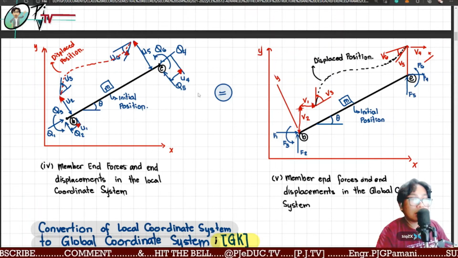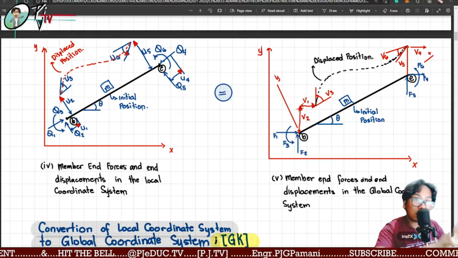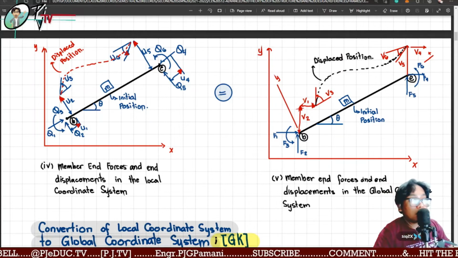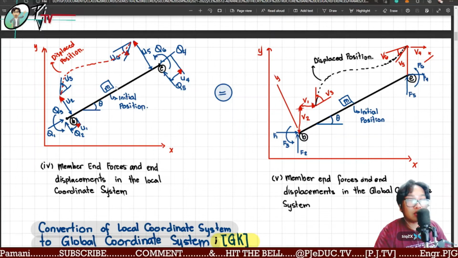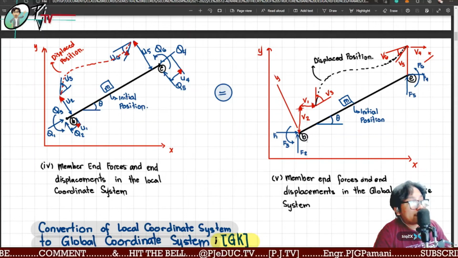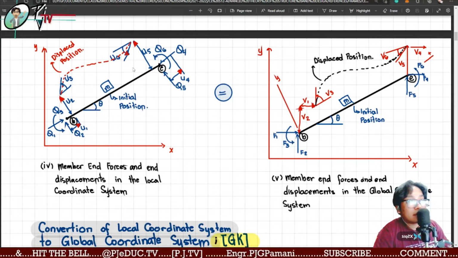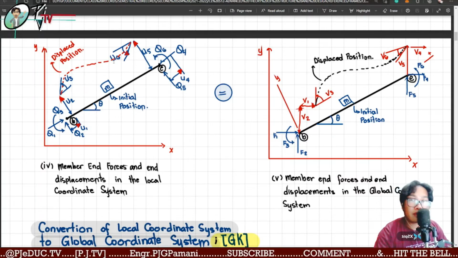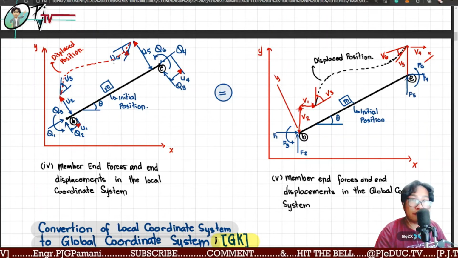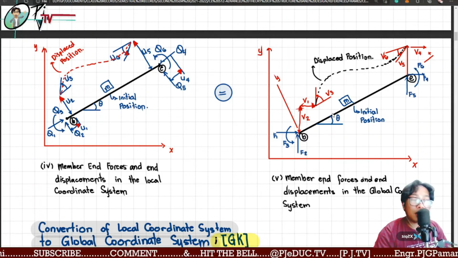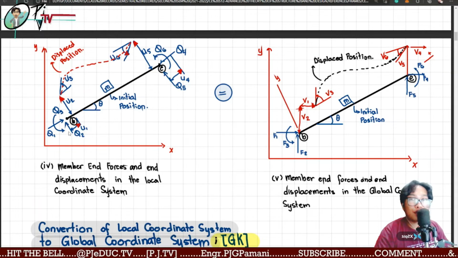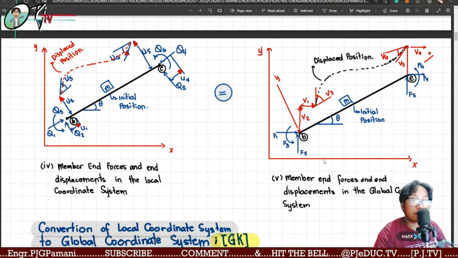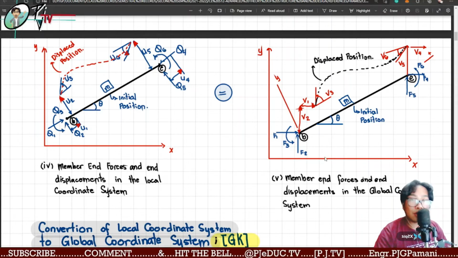So ay palibalik na rin lang natin yan. From local, kailangan natin siyang i-transform into its global coordinate system. So take note of those variables: Q, then F, okay? Then V. So just like with trusses, yung U refers to the displacement on the local coordinate system of a member. Yung V refers to the displacement of a member on its global coordinate system. Q refers to the end forces of a member on its local coordinate system. F refers to the end forces of a member on its global coordinate system.